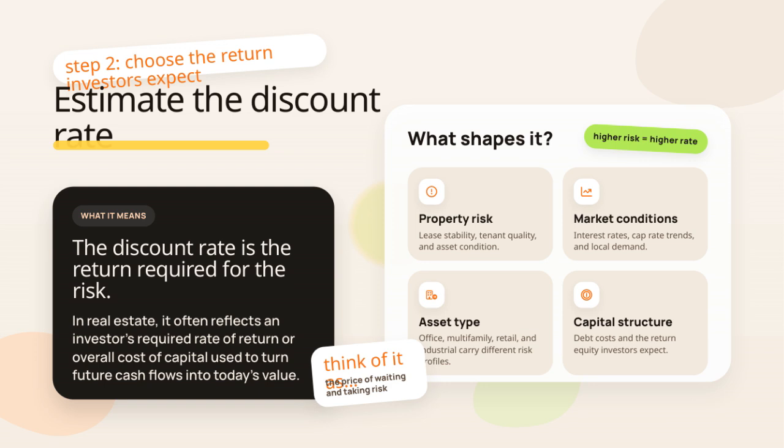The type of asset matters too. Office buildings, multifamily units, retail spaces, and industrial properties all carry different risk levels. Then, capital structure comes into play, which involves the cost of debt and the return equity investors expect. Generally, a higher risk leads to a higher discount rate.